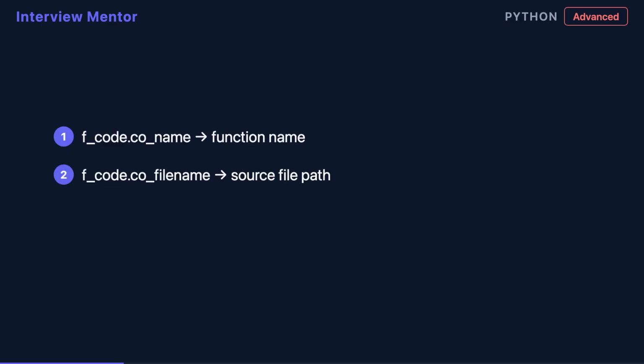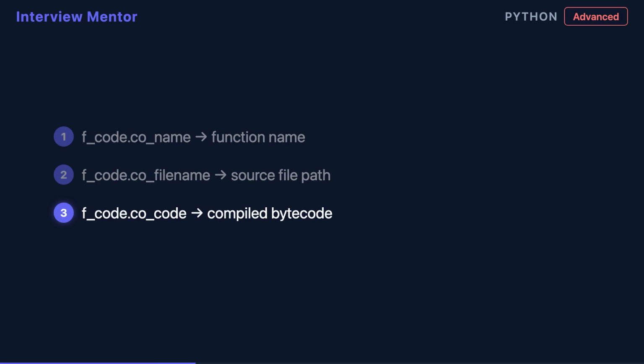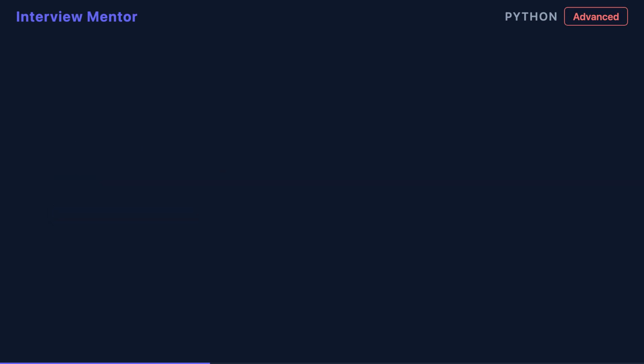Every frame references a code object through f_code, which holds the function name in co_name, the source file name in co_filename, and the compiled bytecode in co_code. The code object is immutable, shared across every call to that function.